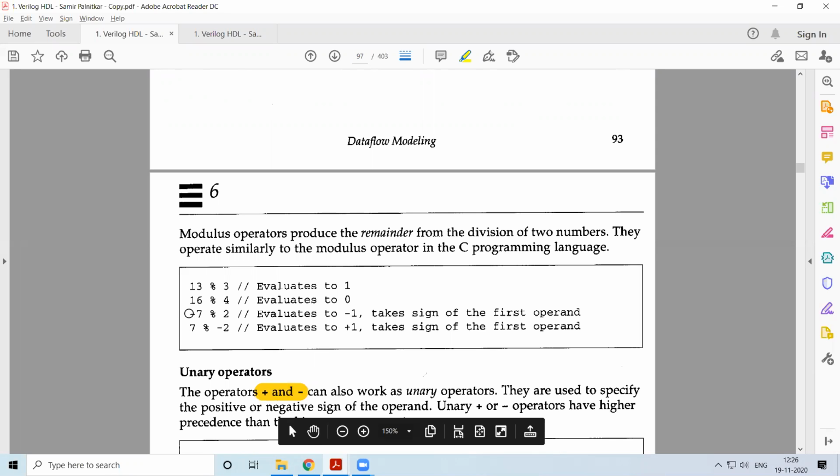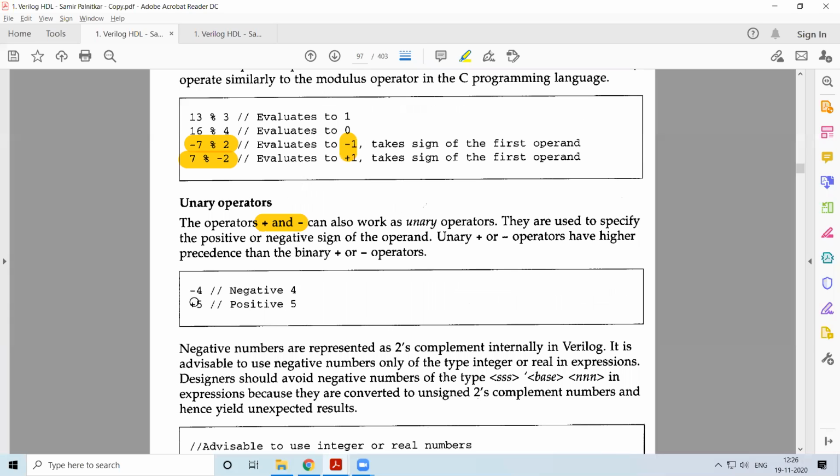Whenever we are using this, be careful, because minus 7 mod 2 will provide a remainder of 1, but the sign will be related to the first operand which is present over here. Similarly here, 7 mod minus 2. The remainder is 1, and the sign will be related to the first operand, so it will be evaluated to plus 1. So this is one thing you have to note down. This specification is like minus 4 and plus 5.